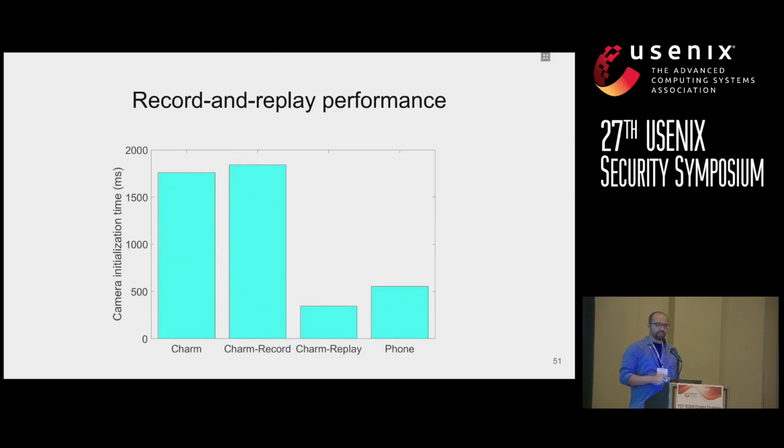To measure the performance of record and replay in our system, we measured a very I/O intensive task, which is camera initialization time. Because in this process there are a lot of I/O operations, we can see the time it takes to initialize the camera driver in Charm is more than the same time on the phone. And when we do recording, we have a slight performance overhead. But the good news is that when we replay that same process, we have good performance, which is even better than normal execution of the camera driver on the phone.